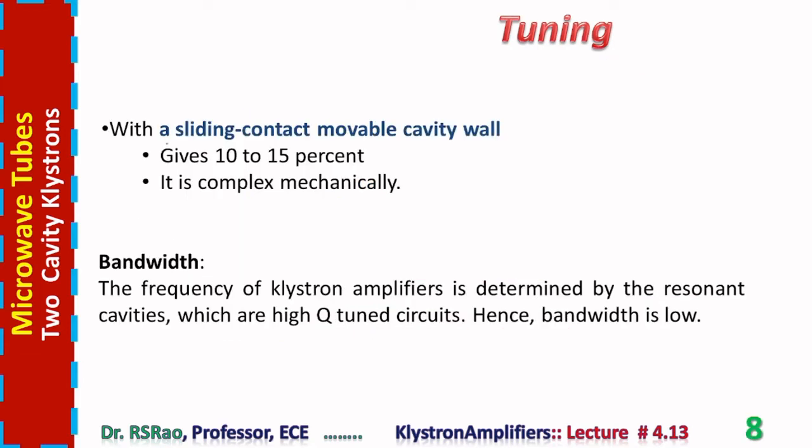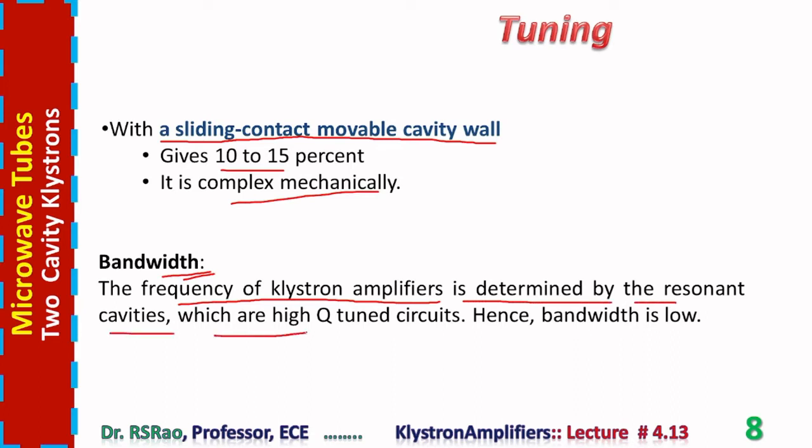Tuning can also be effected with a sliding contact movable cavity wall. It gives a variation of 10 to 15%, but it is complex mechanically. A few points regarding bandwidth. The frequency of Klystron amplifiers is determined by the resonant cavities, which are high Q tuned circuits. Hence, bandwidth is low. This fact is mentioned several times.